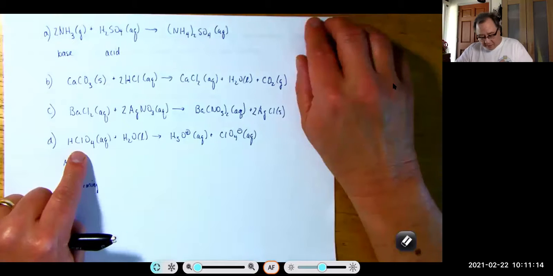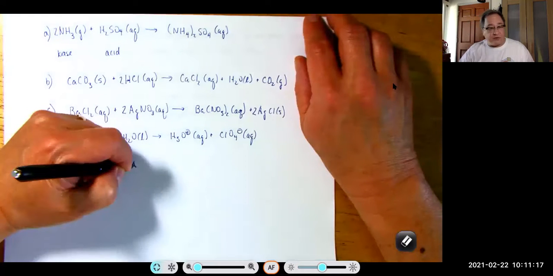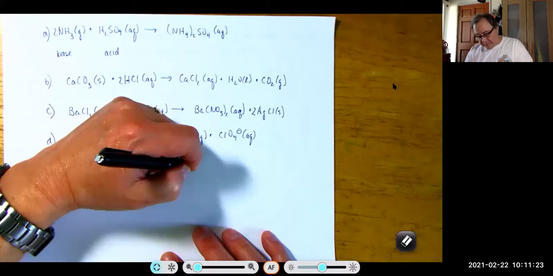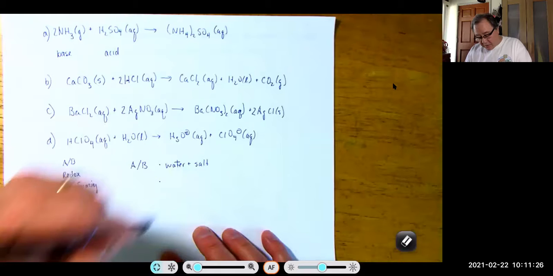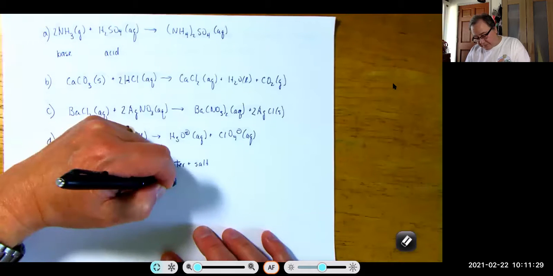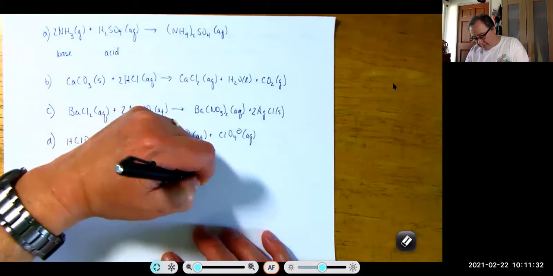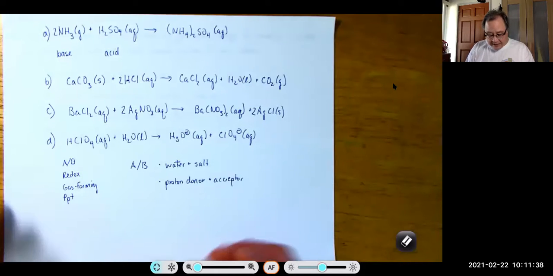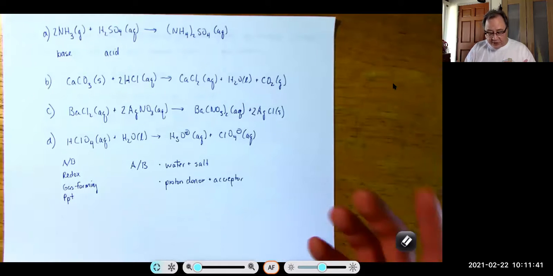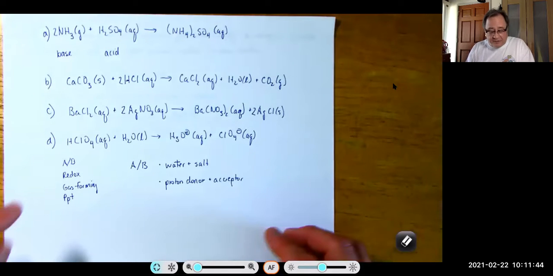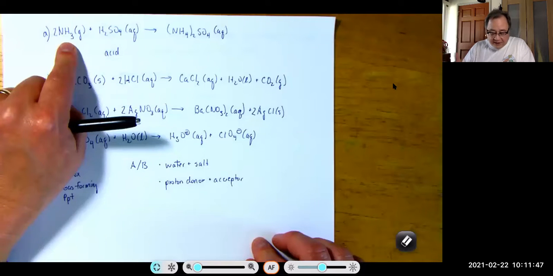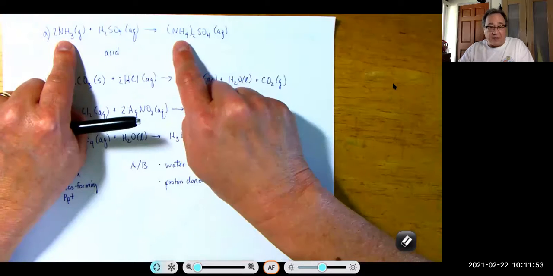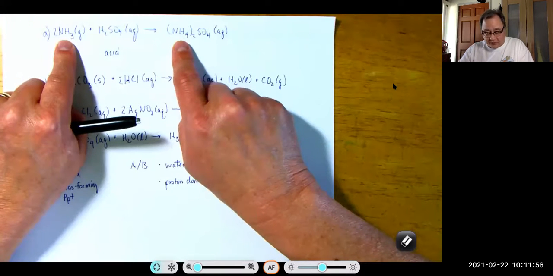What you have to have for an acid base is one of two things. One would be water and salt as products. But the other definition could simply be a proton donor and acceptor. So we have two definitions to look for. And how do you know you have a proton acceptor? If you see something on the left that has fewer protons than the same formula on the right, then that's a proton acceptor. So this NH3 is a proton acceptor.